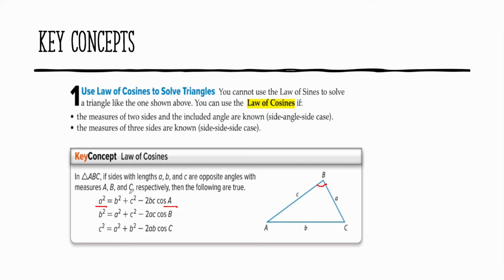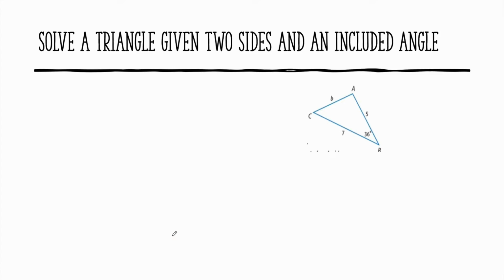So basically the law, like you can see, it's A squared is equal to B squared plus C squared minus 2BC cos A. So when we are looking for the side A, we have angle A. When we're looking for side B, we have angle B here. When we have C, we have angle C. Right. Let's go ahead and try and apply the law.